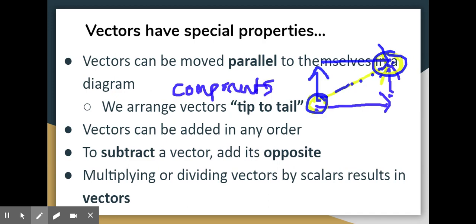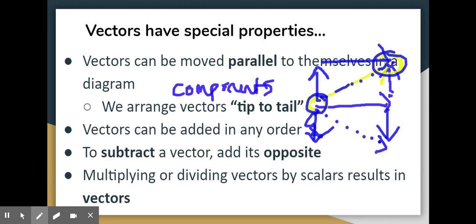To subtract a vector, we add its opposite. So if we were subtracting a vector, you would have to change the direction that you draw it in, and then you're going to get a different resultant. I would want it tip to tail right here, and then you'll get a different resultant.